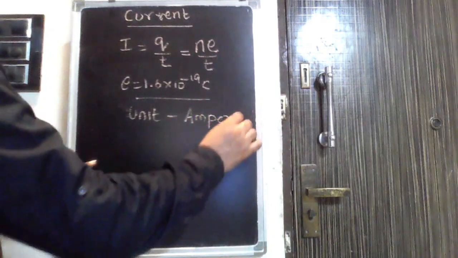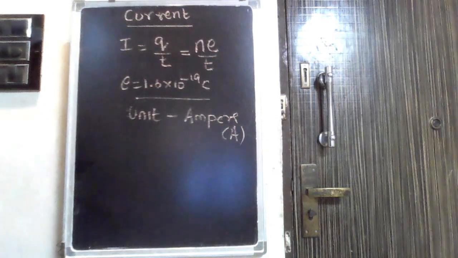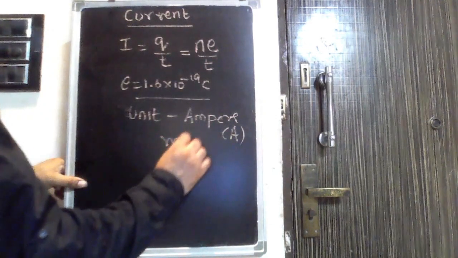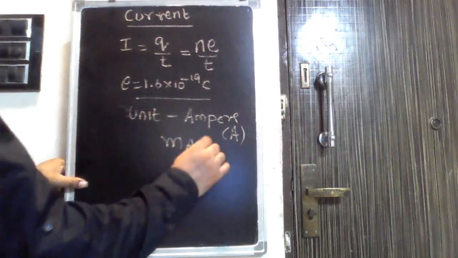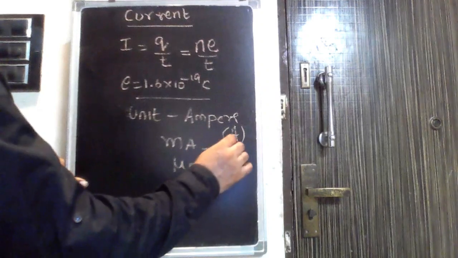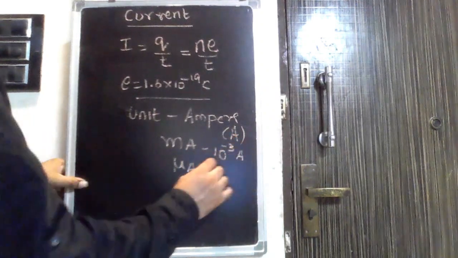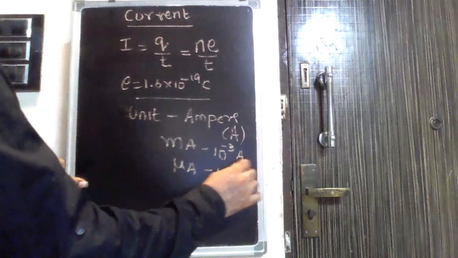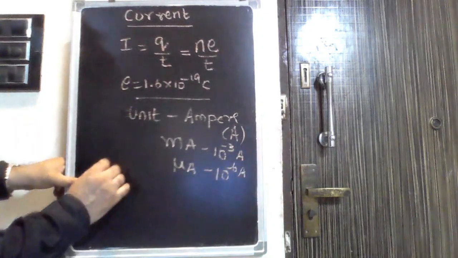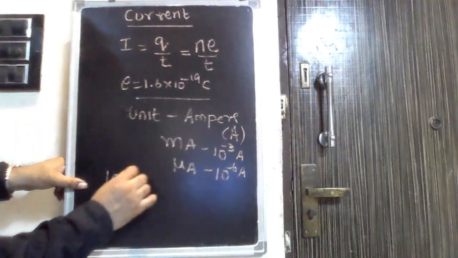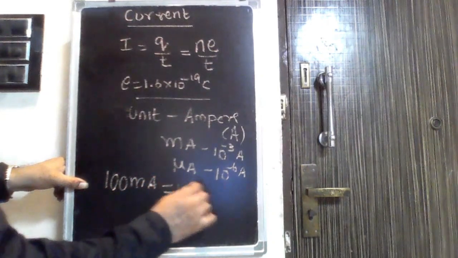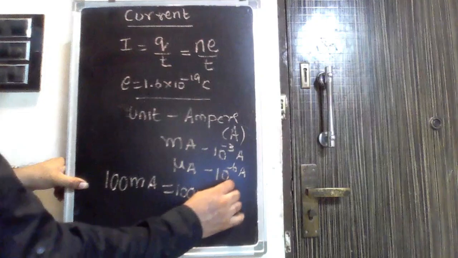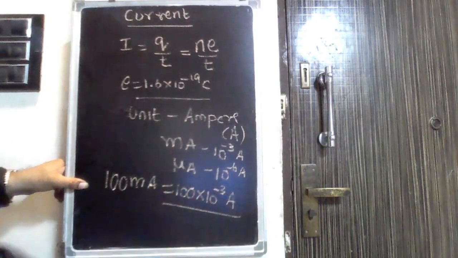We can see this A written there. But in some places we measure in small values like milliamperes. You can see mA written on your ammeter, and microamperes. If it's milliampere, you have to multiply by 10 raised to minus 3. If it's microampere, it's 10 raised to minus 6 amperes. That means if I say 100 milliamperes is the value you got, it should be equal to 100 into 10 raised to minus 3 amperes. So this is the way to convert.